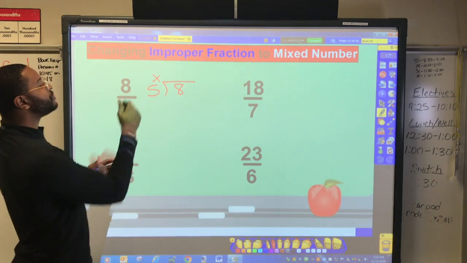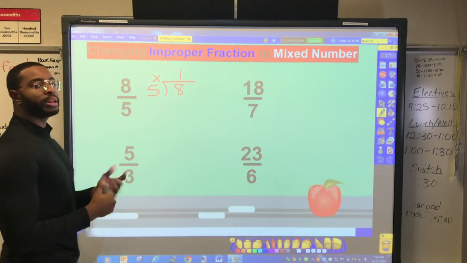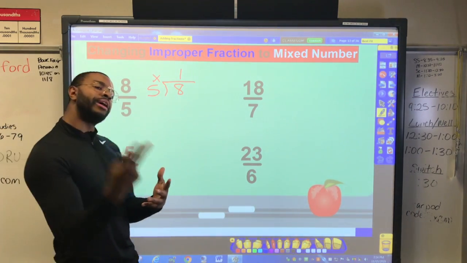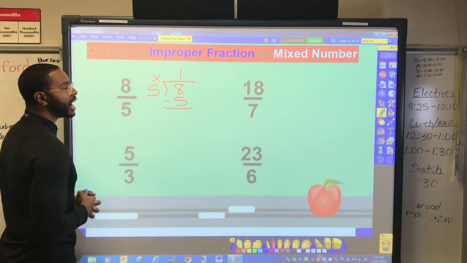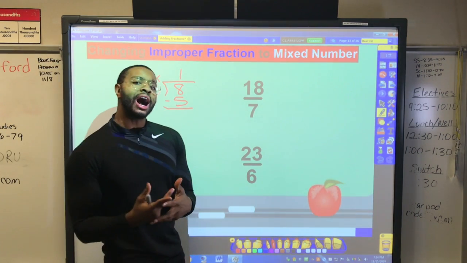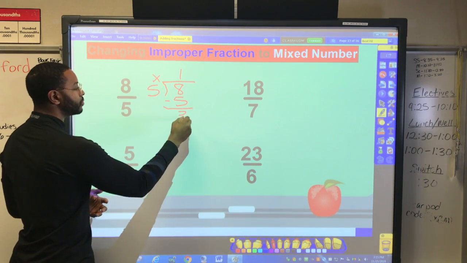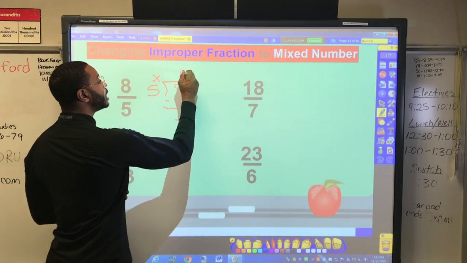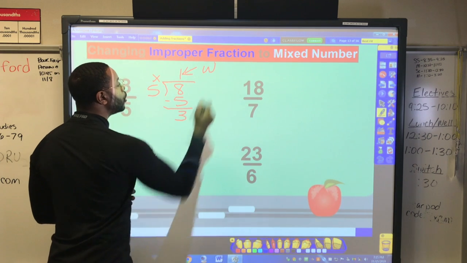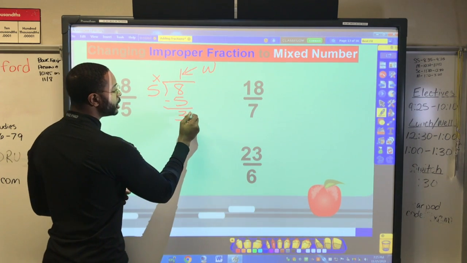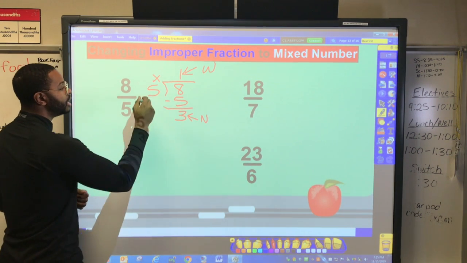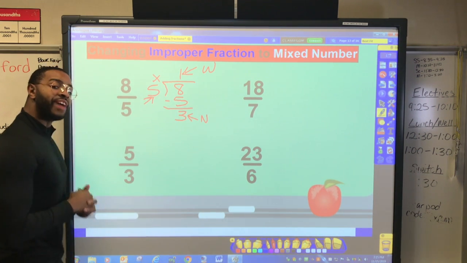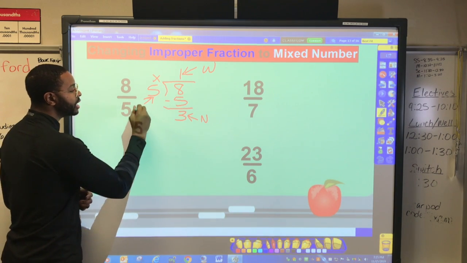Okay, I know that 5 times 1 will give me a number that's close to 8 without going over. And I know that 5 times 1 gets me 5. And now I subtract. 8 minus 5 gets me 3. And my quotient is going to be the whole number. My remainder is going to be the numerator. And my divisor is going to be the denominator.